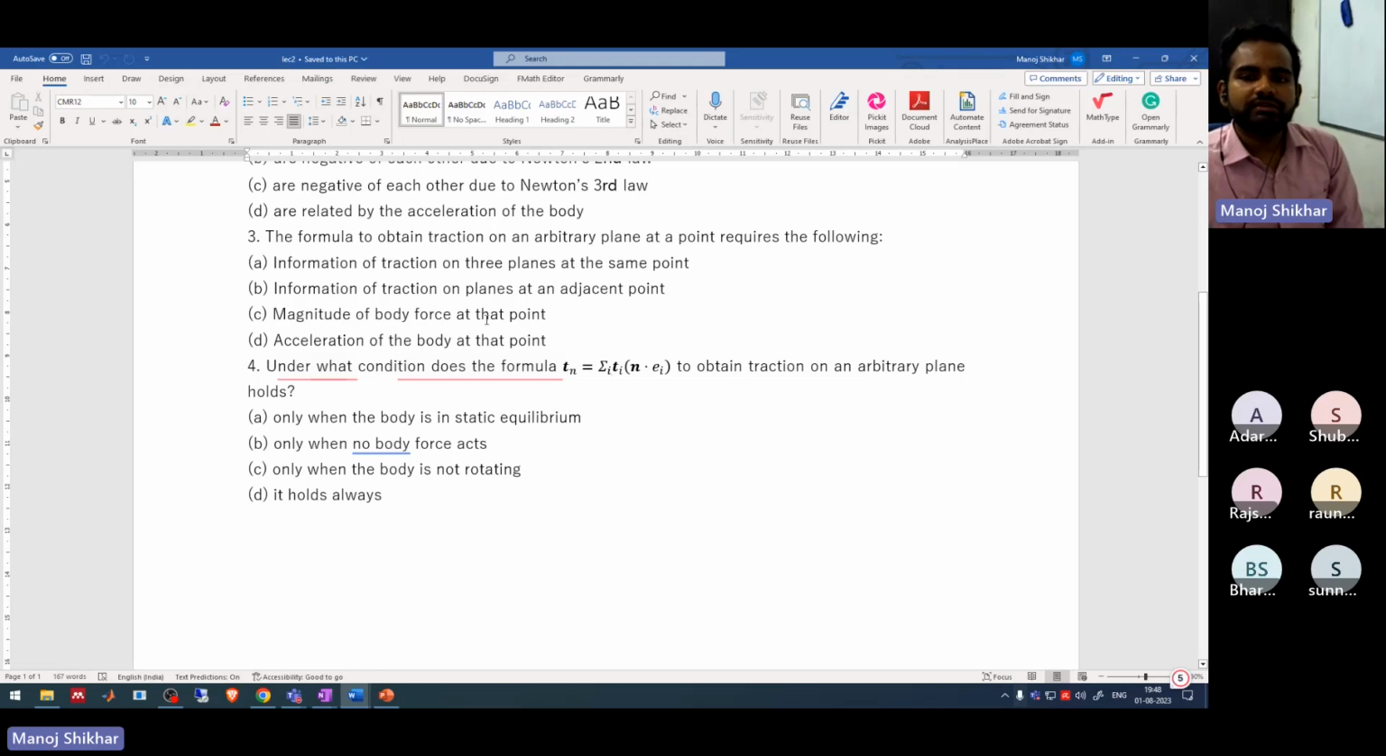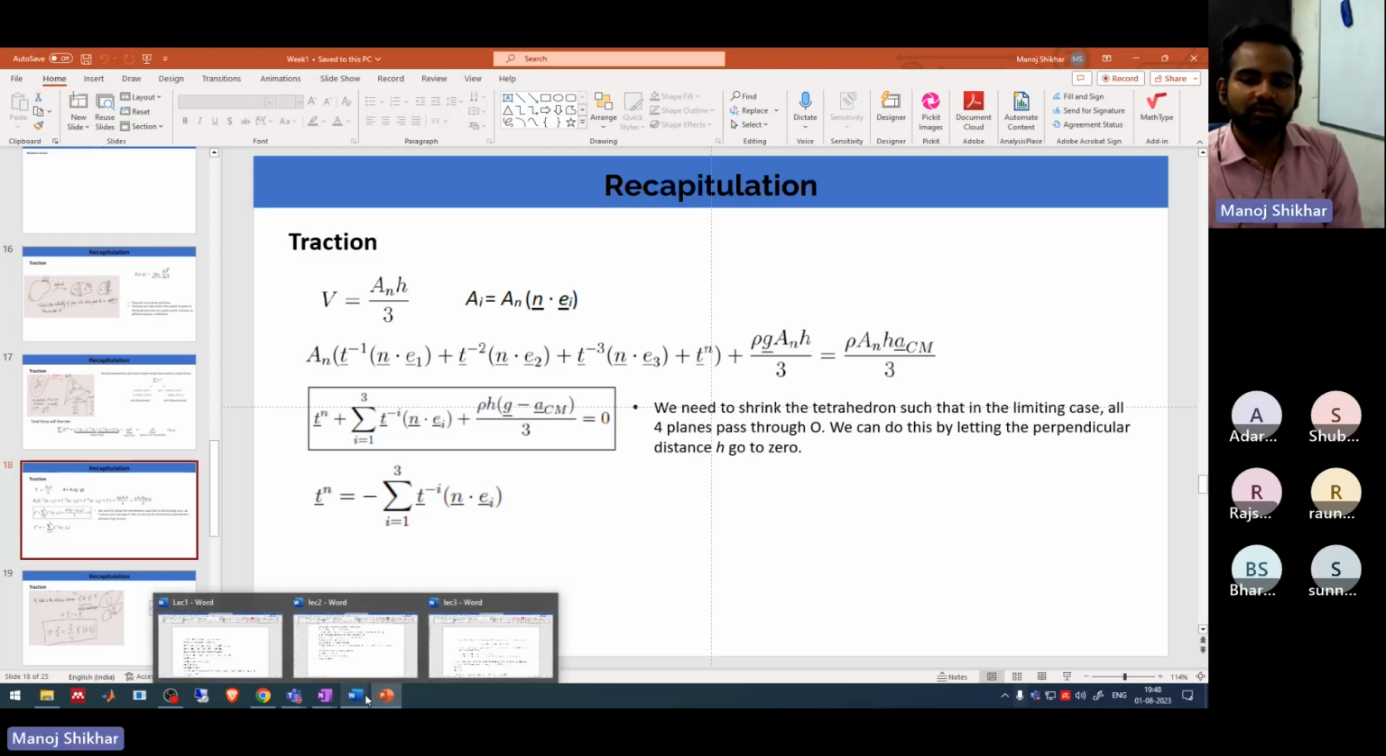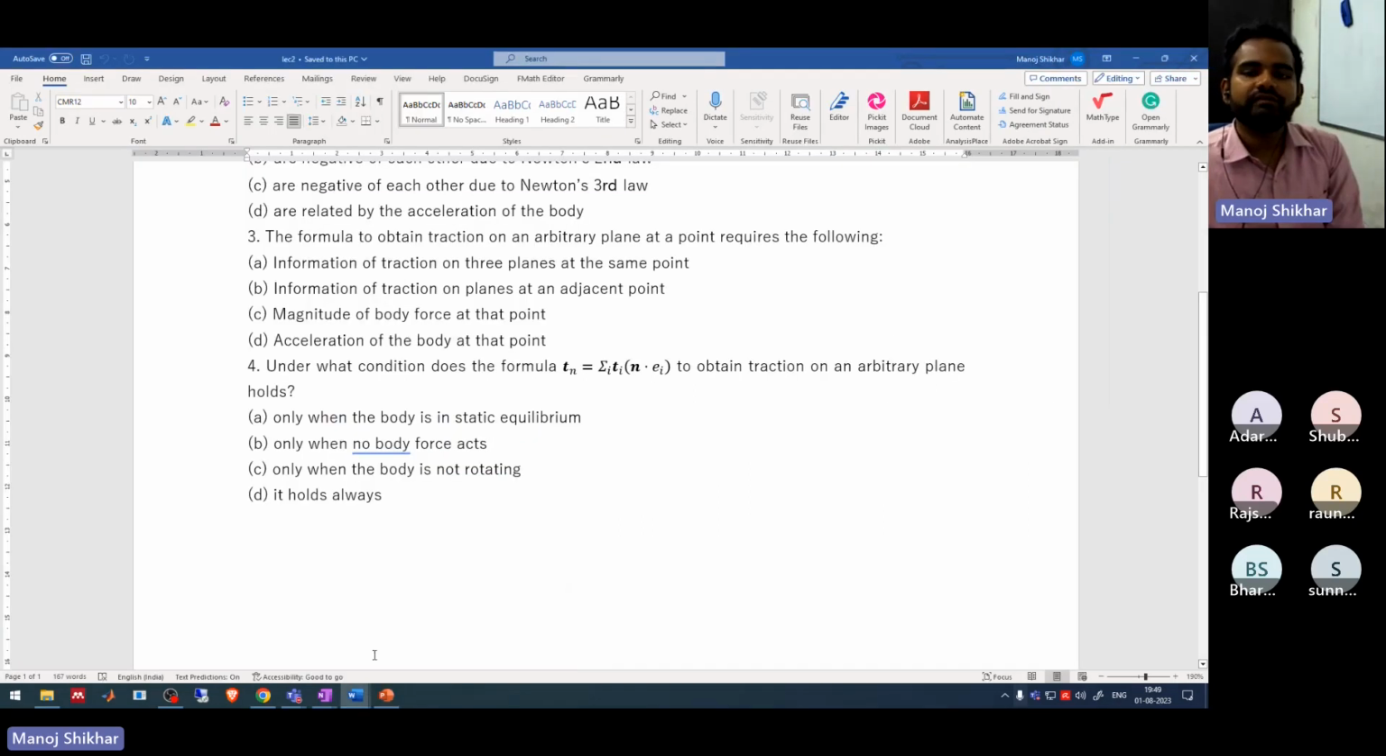Magnitude of body force, acceleration of the body. No, we don't need these data also. You can see it from here. While deriving, there is a factor h multiplied here. So when we do h equal to 0, this vanishes. So we don't need data about the mass of the body or acceleration of the body or what is the body force acting on the body. We don't need any data like that.